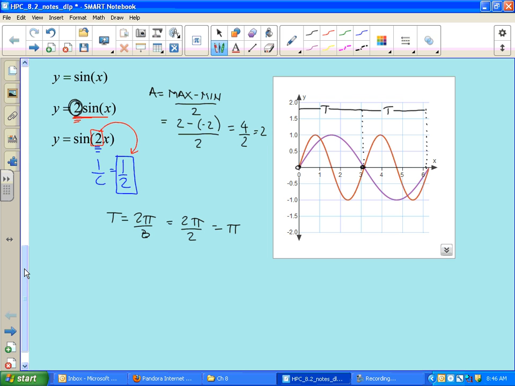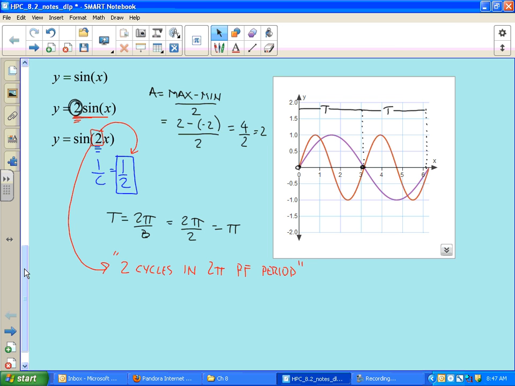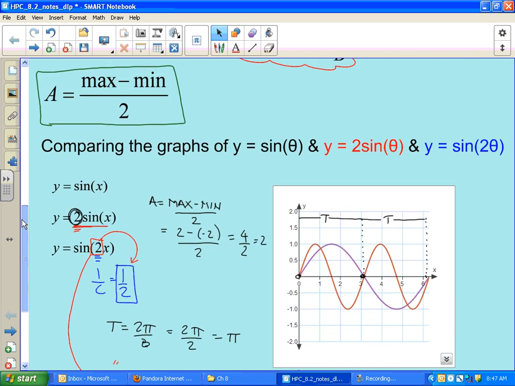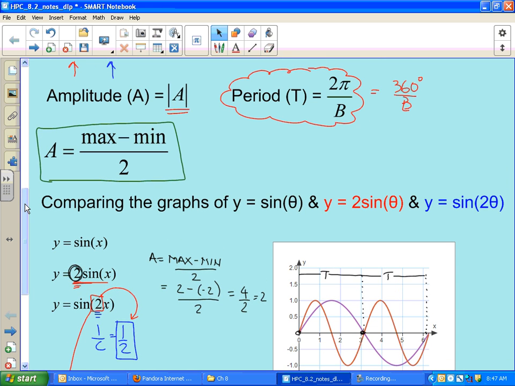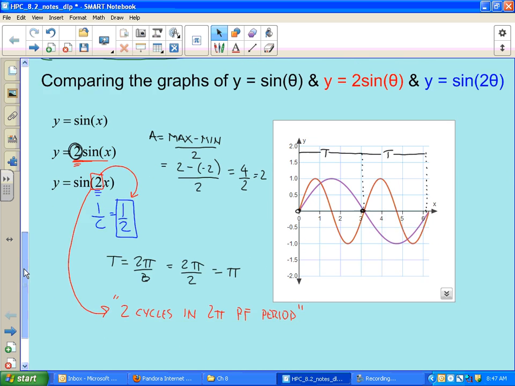So it's kind of an informal look, but if I have this 2 here, that means I'm going to see 2 cycles in a 2 pi parent function period, or 2 cycles in 360 degrees. Okay, so this is what we're going to emphasize today, is what happens here with our amplitude and our b value, which affects our period.